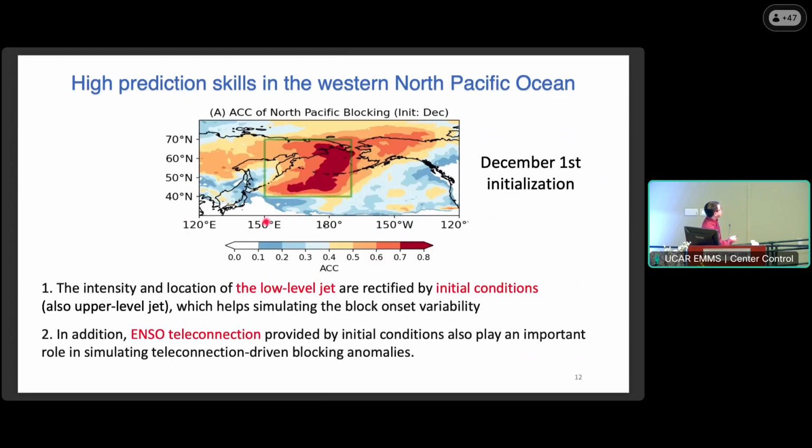The first reason is the properties of the low-level jet and the storm track, such as the intensity and location, are rectified by initial conditions in December initialization, which helps simulating the blocking onset variability. And secondly, ENSO teleconnection provided by initial conditions also plays an important role in simulating teleconnection-driven blocking anomalies on the seasonal timescale.